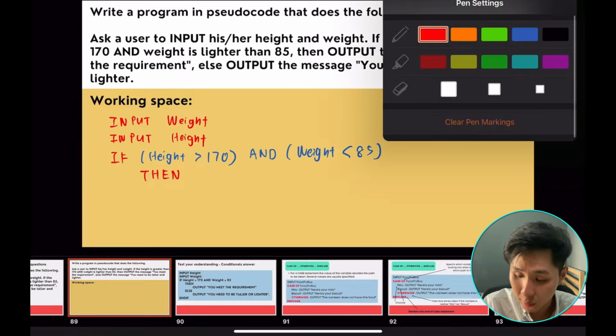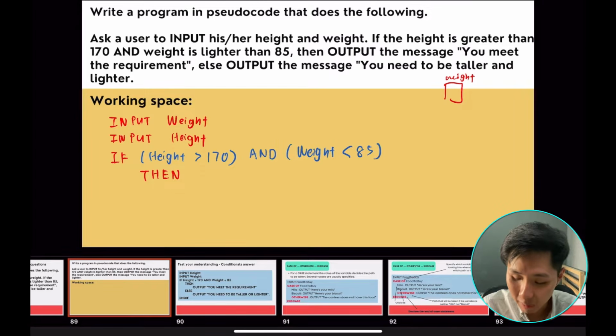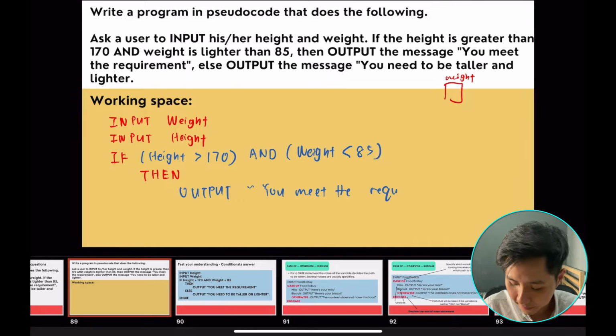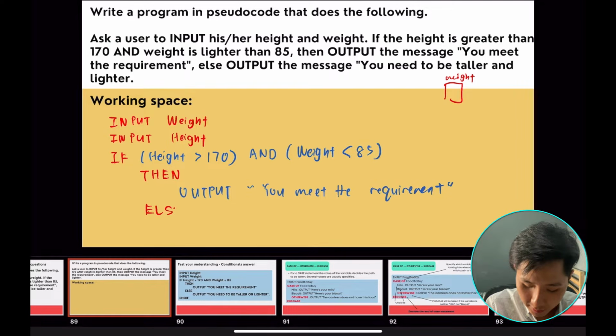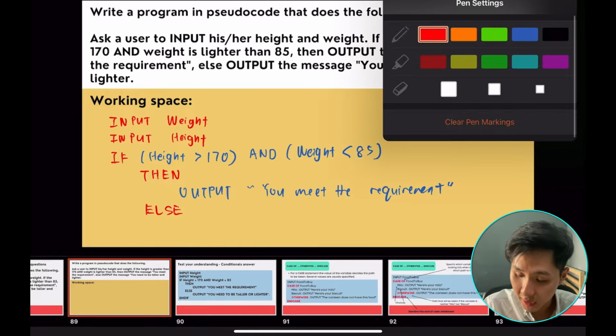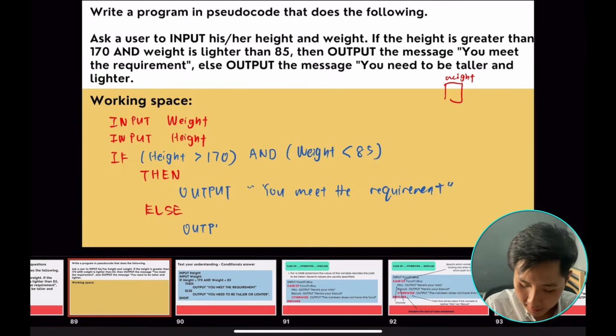If this condition is true, according to the question, what we need to do is output the message. Output, you meet the requirement. If not, we are going to output another message, else, you need to be taller. You need to be taller.